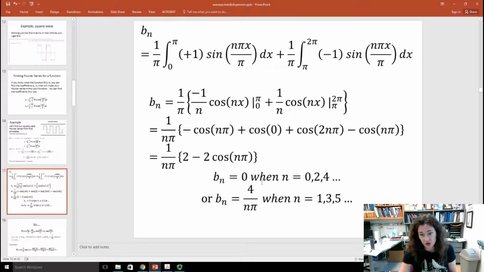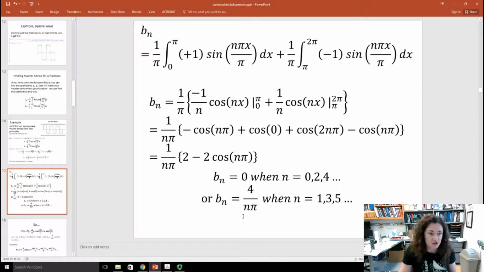Now, this is going to give me 0 if n is an even number, because remember that cosine of 2 pi, 4 pi, 6 pi, 8 pi is always 1, and so then it would be 2 minus 2, and that's 0. It could also be 4 over n pi, and that happens when n is an odd number, because the cosine of 1 pi, 3 pi, 5 pi, and so on gives me minus 1. That would mean I have 2 plus 2, which gives me 4. And then b sub n would be equal to 4 over n pi when n is an odd number.